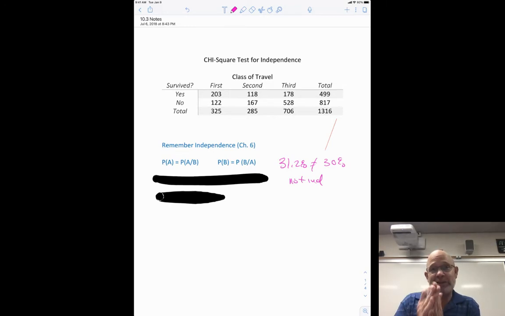So what do we do? How far is that cutoff? This test that we're going to do today, the chi-square test for independence, will take care of that for us by finding a test statistic, finding a p-value, doing all those same sort of things.